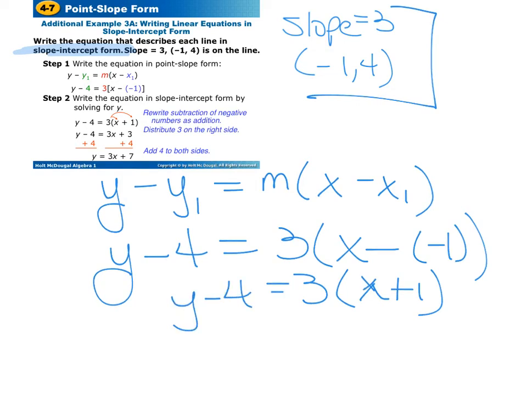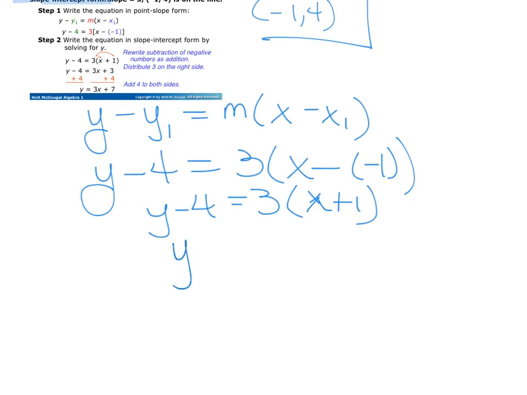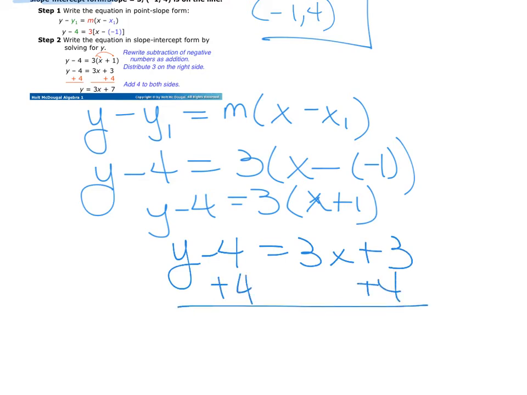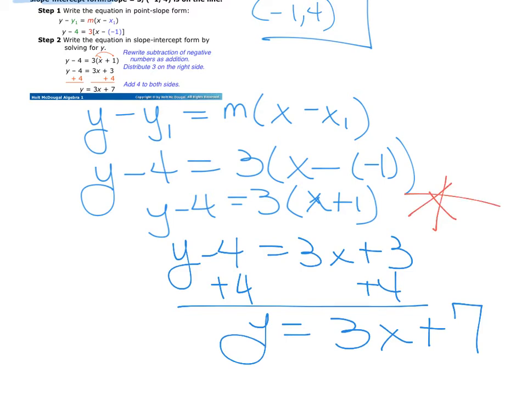And now I distribute. 3x plus 3. Add the 4. Final answer in y equals mx plus b form is y equals 3x plus 7. So when it's point slope, you would have stopped right here. But when it's slope intercept, you need to distribute and then isolate y. You'll be doing this in tonight's homework.